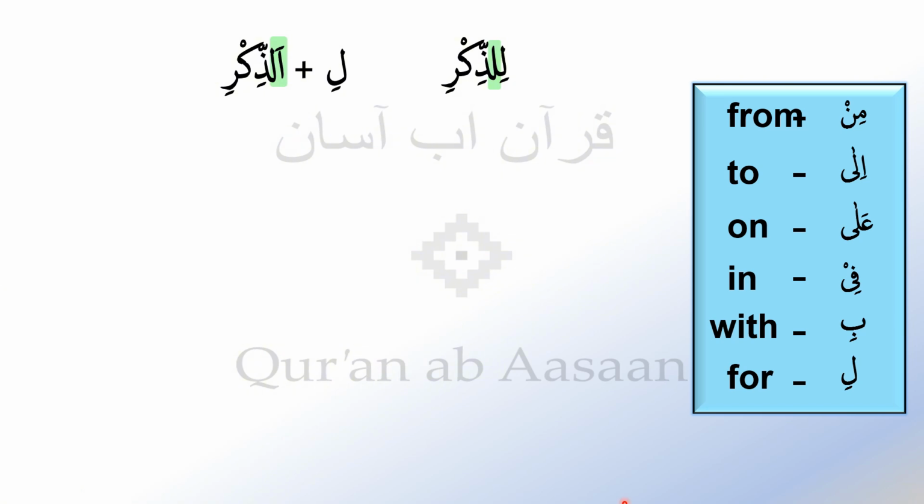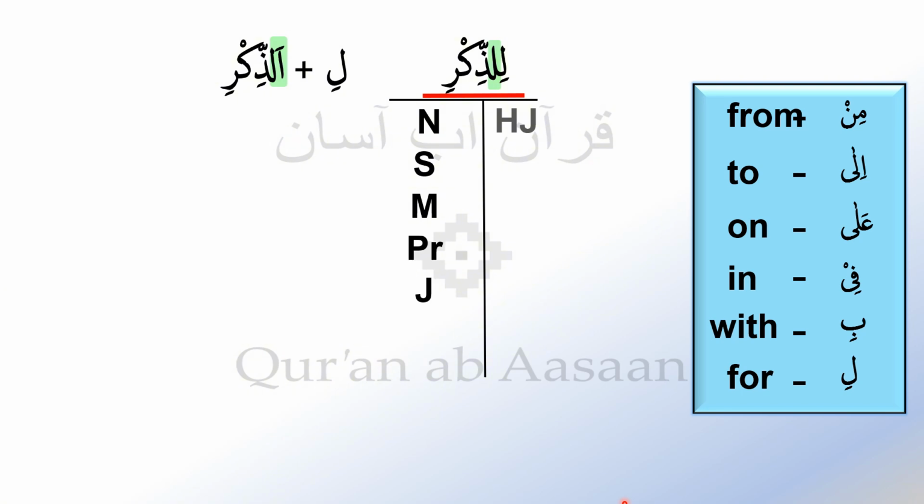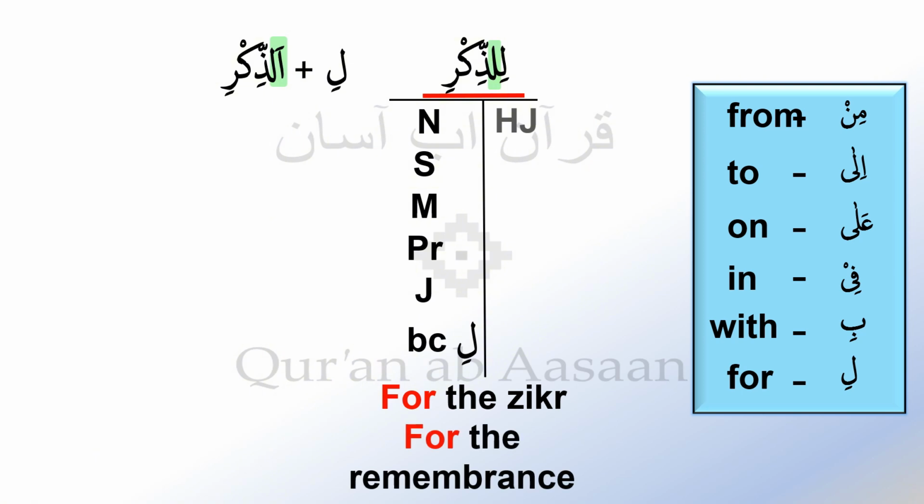And do I start dissection now? No, I have to underline it red. Good. Dissect: li, harf jar. Az-zikri is a noun, singular, male, proper, jar, clearly because of li. And the translation, liz-zikri, for the zikr. Zikr is remembrance. So, for the remembrance.